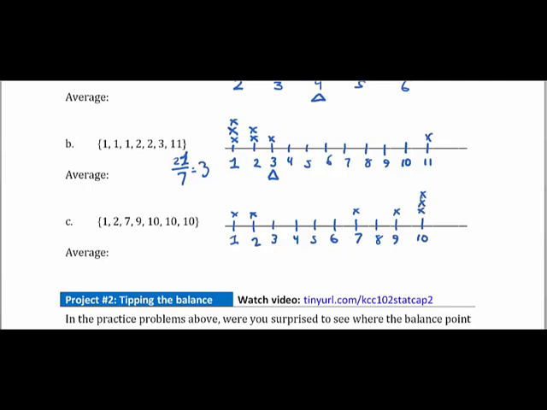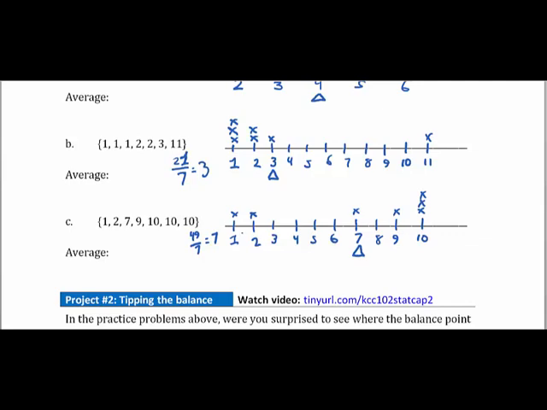So where do you think the balancing point is? If you actually did the problem already, the balancing point you had found was a little bit more skewed to the right than to the left in this case, because of all the pile up here, the 10s. And the average in this case is going to be 7. Because if I add up all the numbers, 1, 2, 7, 9, and 3 10s, that adds up to a total of 49. Divided by 7 will give you an answer of 7.